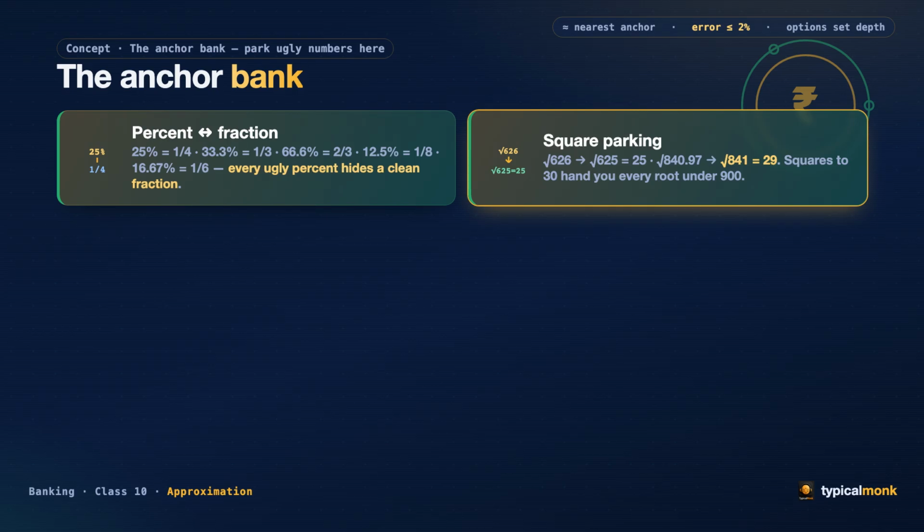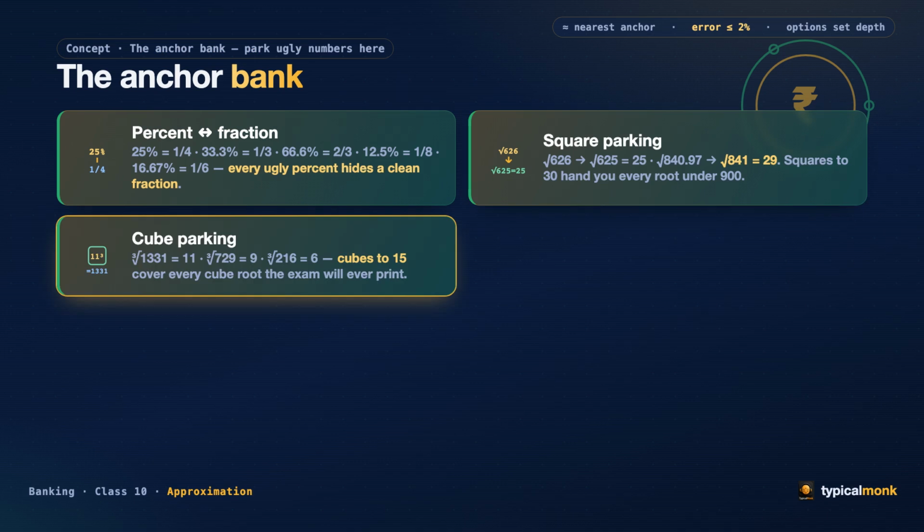The second account, square parking. The square root of 626. Park it under the nearest perfect square, 625. The answer is 25. The square root of 840.97. Park it at 841, 29. Know your squares up to 30. And every root under 900 is already in your pocket.